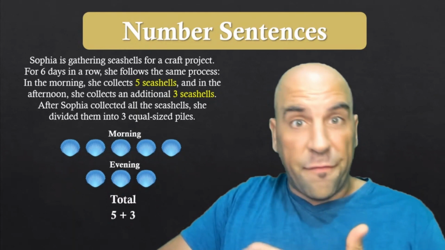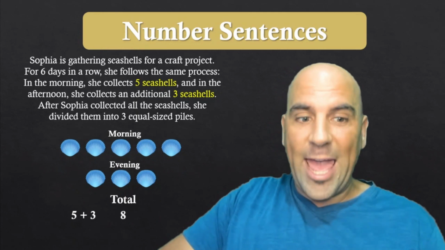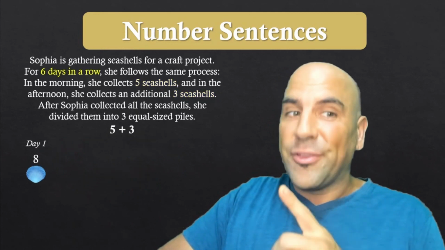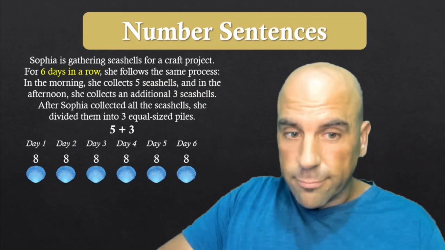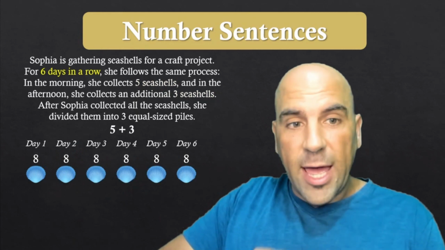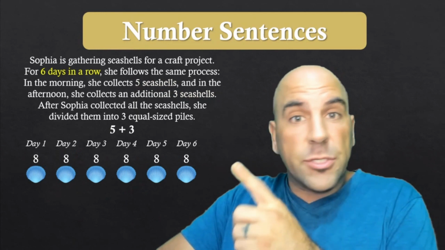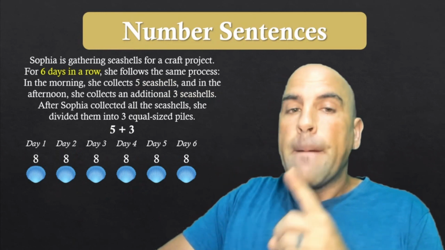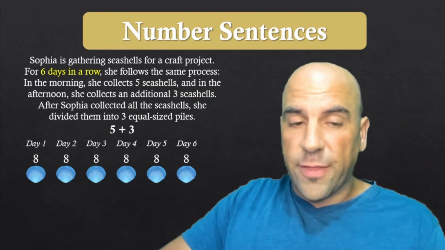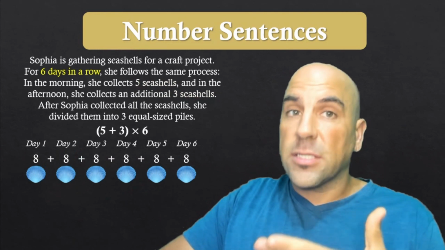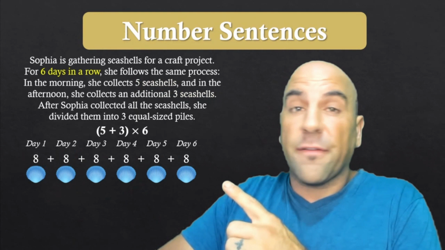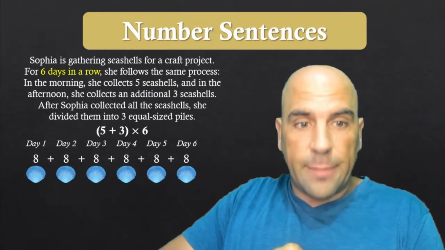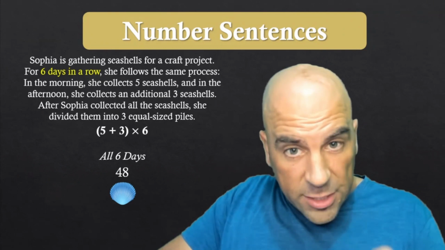Put those together, 5 plus 3, that's 8, and that's 8 a day. And how many days did she do this? 6 days in a row. So there's 6 days, collecting 8. Now, watch what happens to our number sentence. It's 5 plus 3 now, but what we're going to do to that is take it times 6. Now we have to add the 5 plus 3 first, so it goes in parentheses. Then we can multiply times 6, and that is 48.